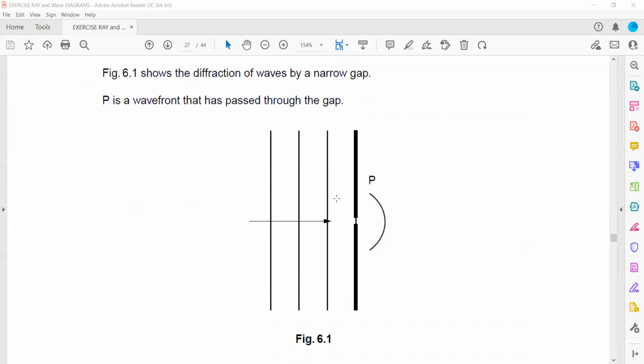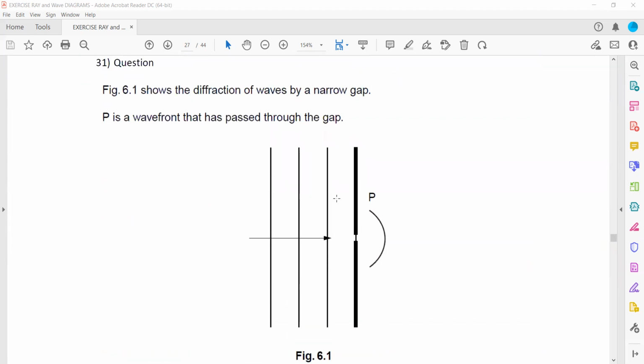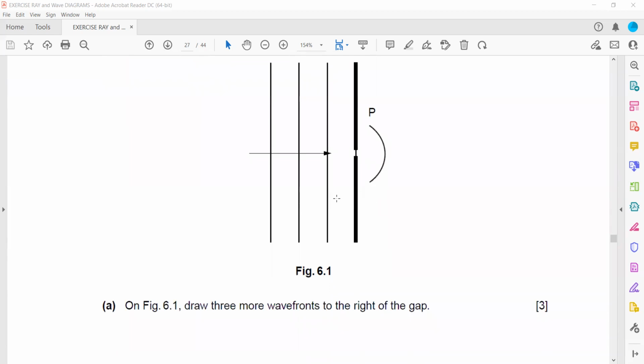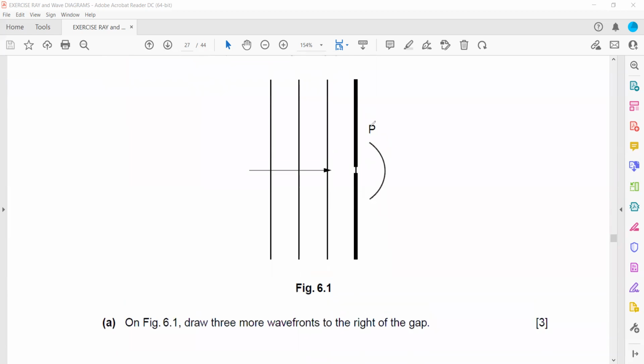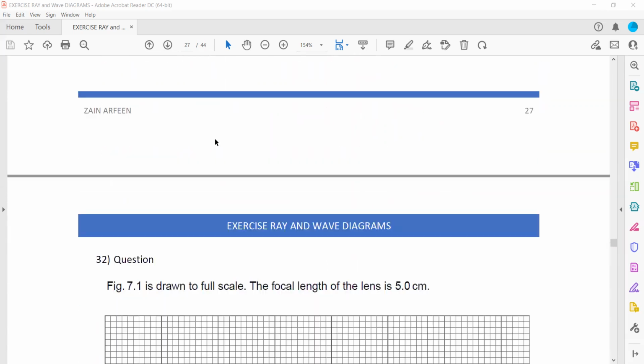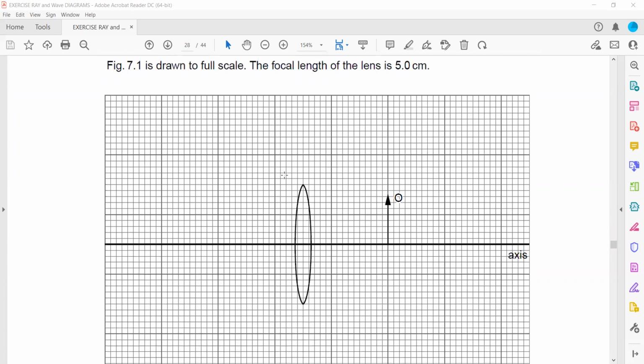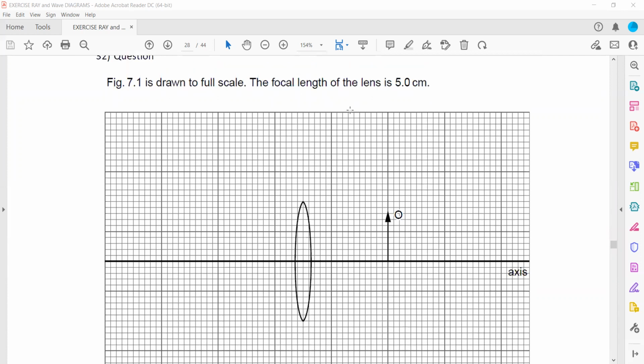Figure 6.1 shows diffraction of a wave in a narrow gap. Three more wavefronts we have to draw. We just have to complete it. Using a compass, you will draw three wavefronts, but keep in mind the wavelength should be the same. The wavelength should not change. Then figure 7.1 is drawn.